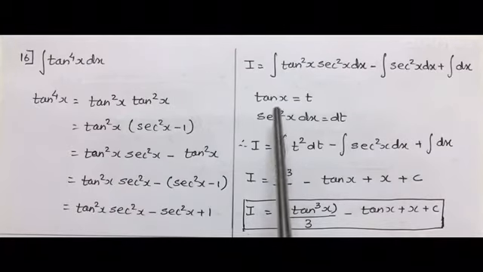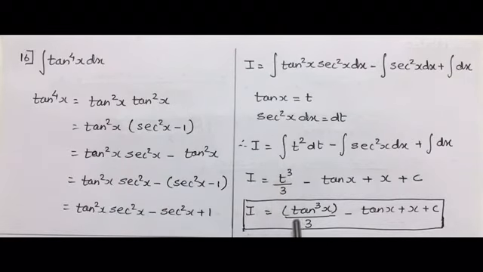Now the value of t is replaced by tan x. So we get the final integration as tan cube x upon 3 minus tan x plus x plus c. So this becomes the final integration.